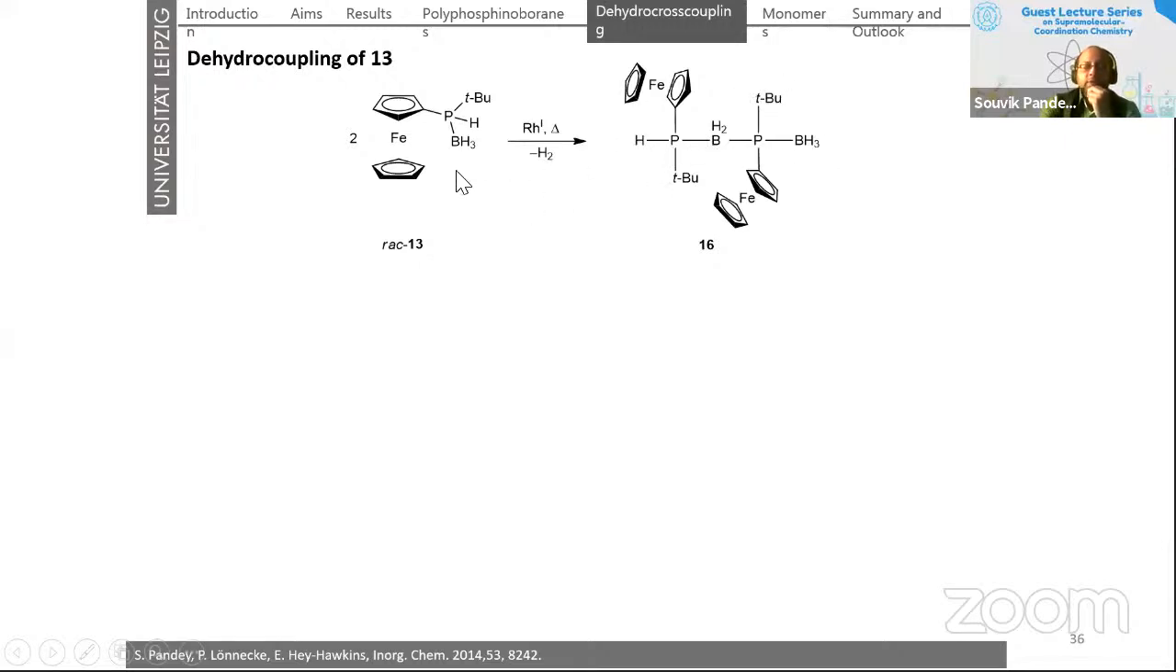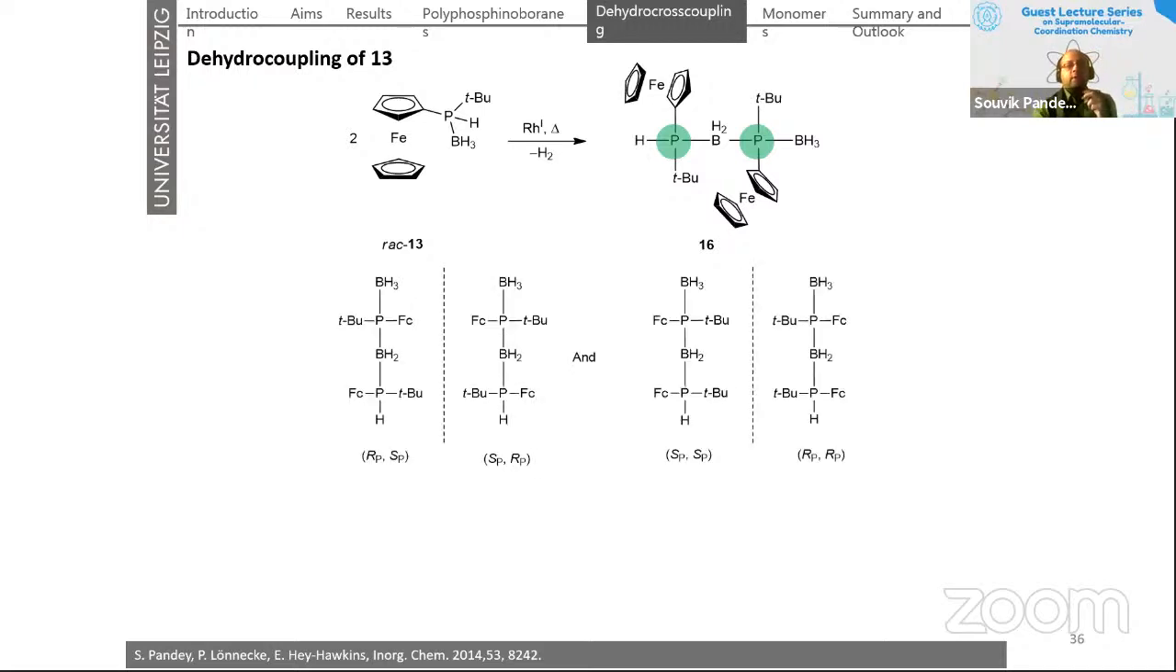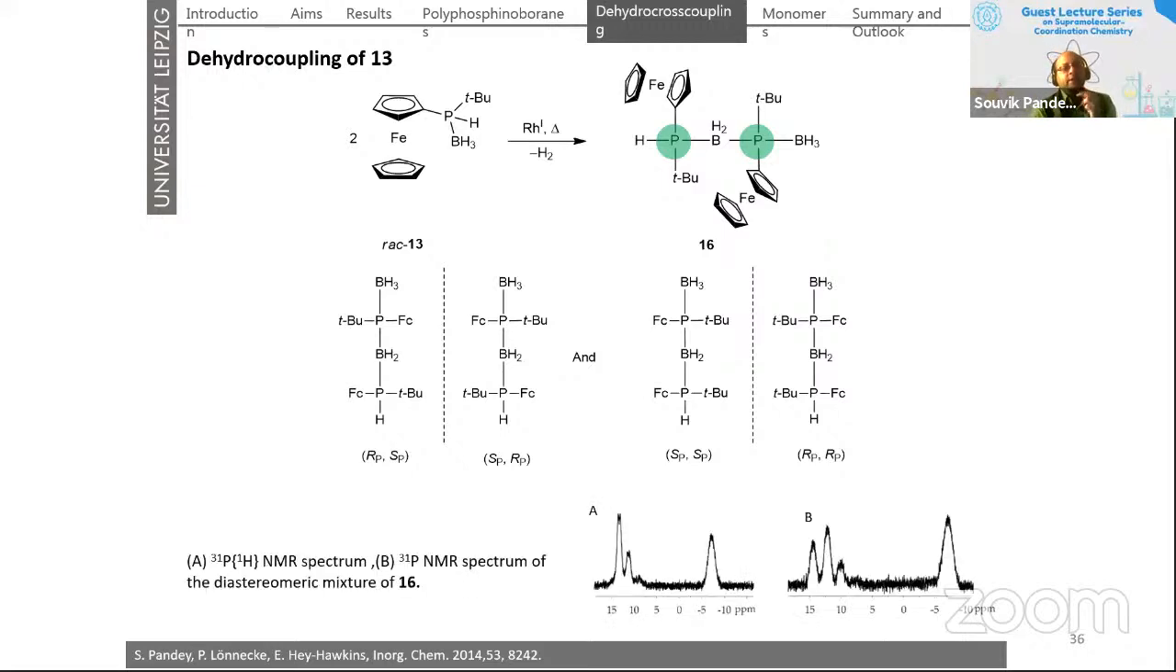But this compound you can see having two chiral centers, and it means it will give you diastereoisomers. You can see two enantiomers, two and four, a total of four enantiomers and two diastereomer pairs, which in the P31 NMR, 31 phosphorus NMR, we have seen. This is the mixture, and after we separate it out, we found this.